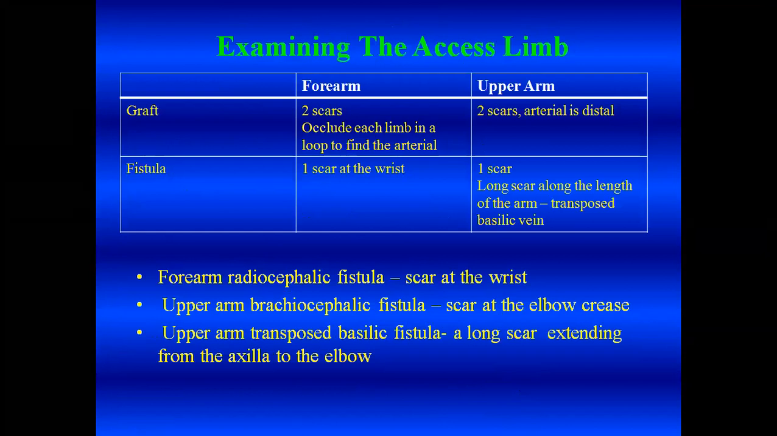A graft has two scars, and a fistula has one scar. In the case of a forearm fistula, it's at the wrist. In the case of an upper arm fistula, at the elbow. If a graft is a loop in the forearm, then one limb of the graft will be the arterial and the other will be the venous, and it is necessary to occlude each of these to find out.